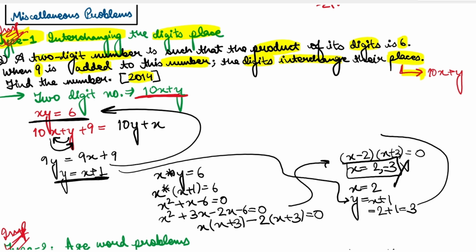What is the question saying? We have to find the number. To find the number, the digit becomes equal to 10x plus y. So you can write it as 10 into 2 plus y. How much is y? 3. So it becomes equal to 20 plus 3, which is nothing but 23. So that is the answer to this question.